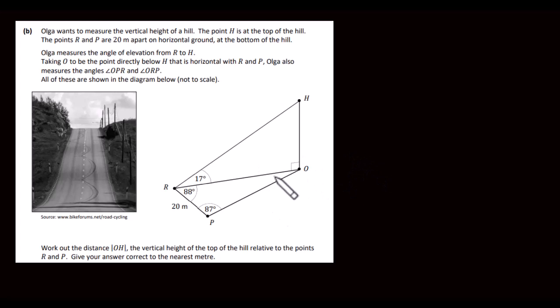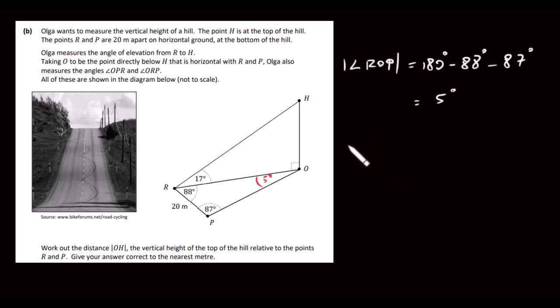So first thing I'm going to do is just work out this here. So the angle, let's see, the angle at O is going to be 180 degrees minus 88 degrees minus 87 degrees. When you do all of that, you get 5 degrees. So this angle here is 5 degrees. Now we're going to use the sine rule. So I'm going to say the sine of 5 degrees over 20 is going to be equal to the sine of 87 degrees over the distance from O to O.